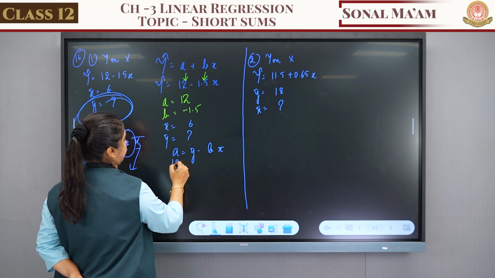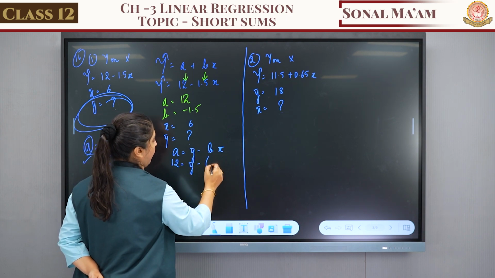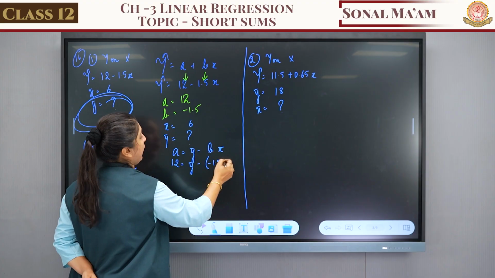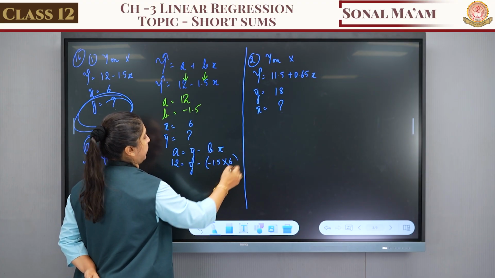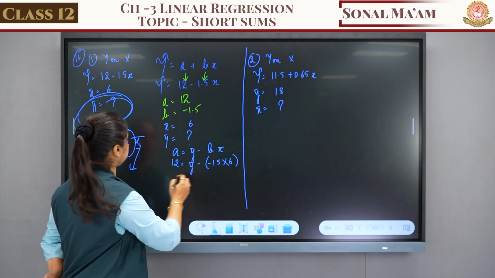What is a? a is 12. What is y bar? y bar is missing. What is b? We have already found b as minus 1.5, and it will be multiplied with x bar, that is 6. When 1.5 is multiplied by 6, what is the answer?